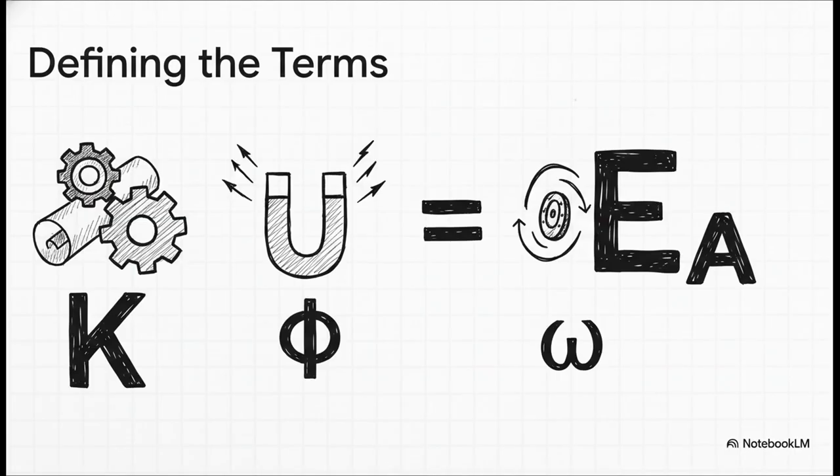So just to nail this down, K is the machine constant, it's fixed by the design. Phi is the magnetic flux, which we control with that field current, I sub F. And omega is just the mechanical speed of the rotor. Those three things multiply together to give us our ideal internal voltage, E sub A.